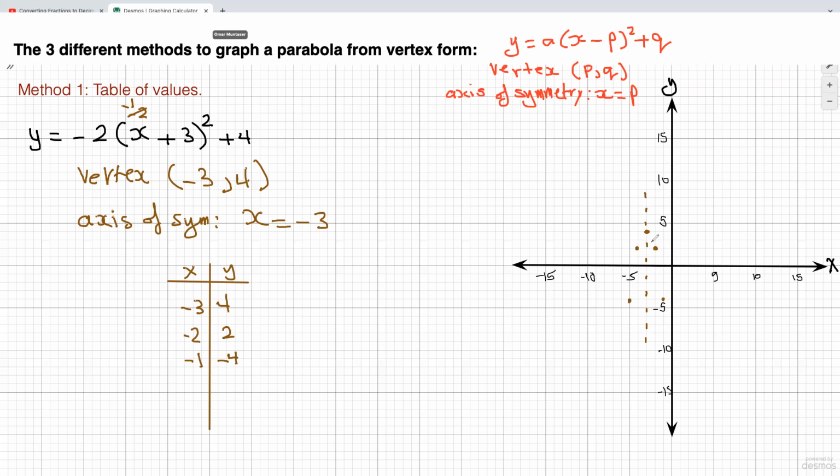And after that, you have 4 points and the vertex to be able to plot this. And most teachers, they'll ask you to show them 4 points on the graph. So that's what you do. And I'm just going to plot my parabola right here.